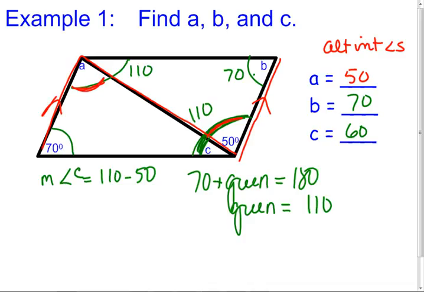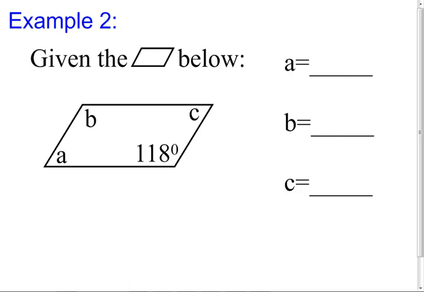The other thing is, once you knew C was 60, could you have added these all up and subtracted from 180? Sure. Because the sum of the angles of a triangle is 180 degrees. Doesn't matter. Let's use all those things. Okay, oh, this one's easier, actually.